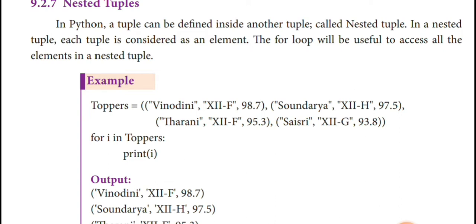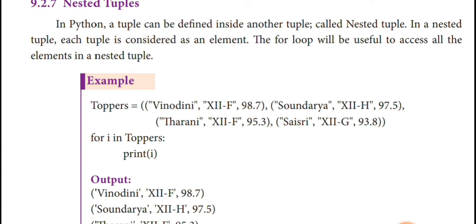We already know why we need a loop. Loops are used to repeat some process again and again. Now you can see this example, toppers. Here the tuple is given as toppers. Toppers is equal to a first tuple containing the student name, standard, section and average mark: Vinodini, 12th, F, 98.7.